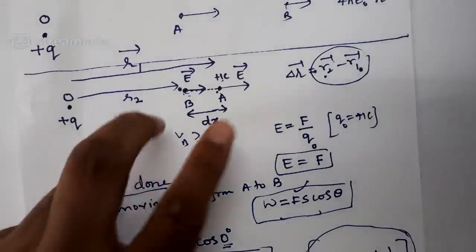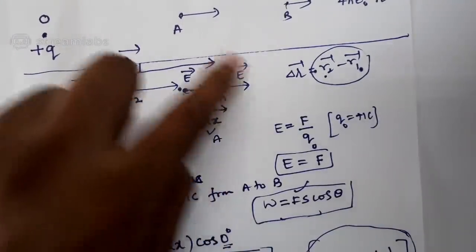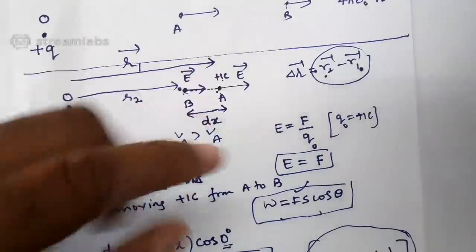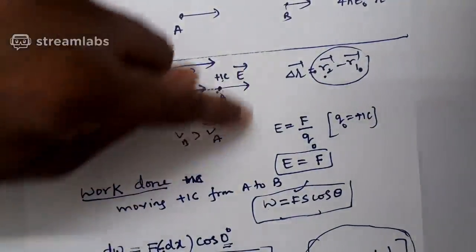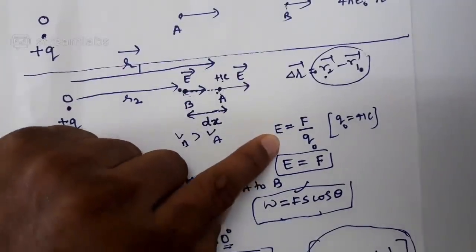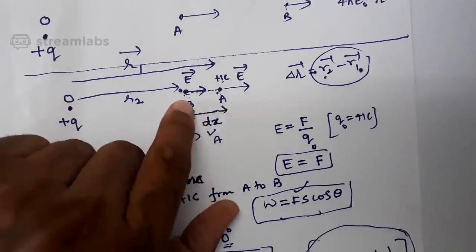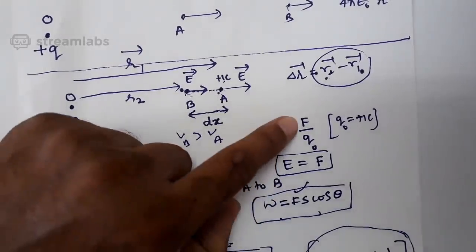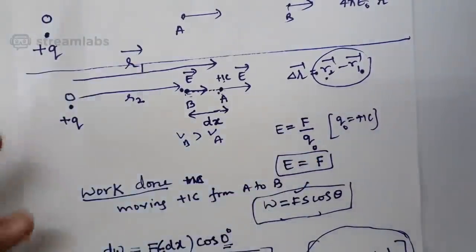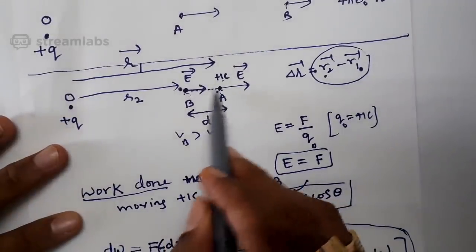To overcome the problem, I selected two points very close to each other, where the direction is the same, and since they are very close to each other, the magnitude of the electric field is also the same, so it is a uniform electric field. Then this is the definition of electric intensity at point A, or at point P, or anywhere between A and B, because it is a uniform electric field. According to that formula, F by Q naught, E is equal to F. Keep in mind.